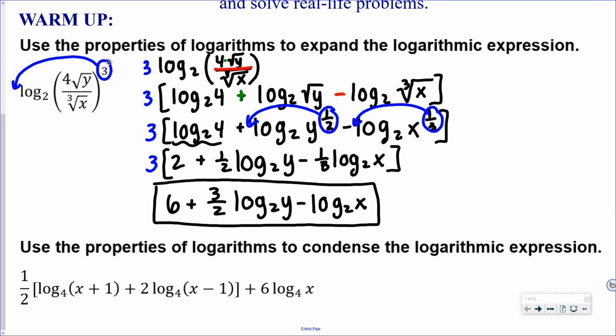Did we get there? Yes. Yeah, it's right there. If not, don't worry, you have plenty to practice on your homework.